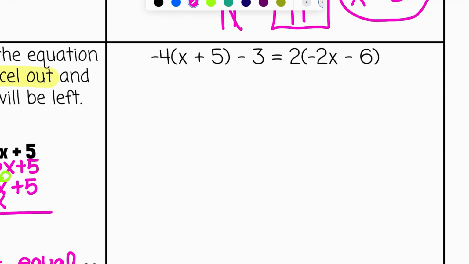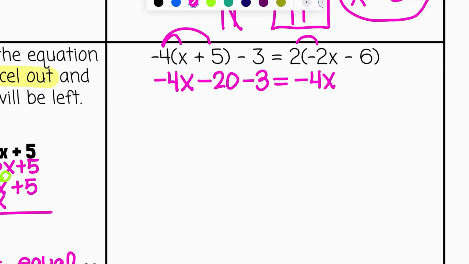All right, we've got two sets of parentheses here, so let's just start on the left side. Negative 4 times x, negative 4x. Negative 4 times positive 5 is negative 20, so I write minus 20. And then just bring down the minus 3. Okay, on the other side, we also have parentheses. So we're going to do 2 times negative 2x, which is negative 4x, and then 2 times negative 6, which is negative 12.